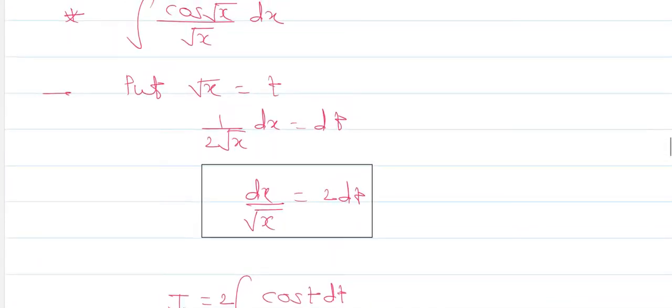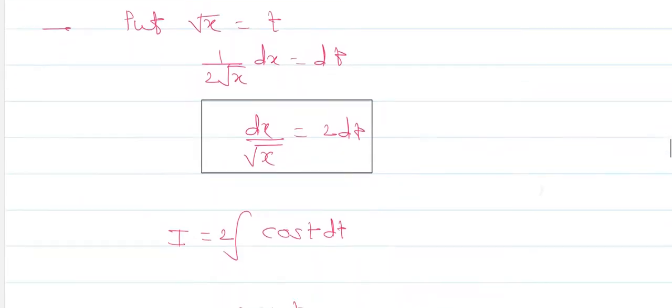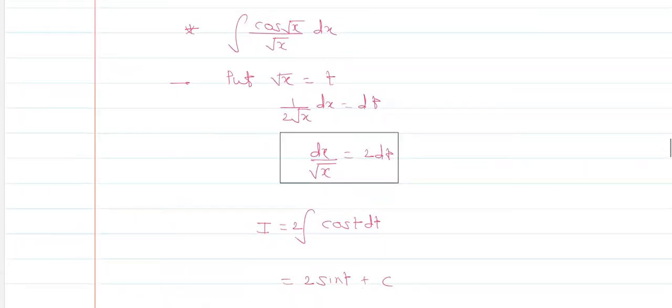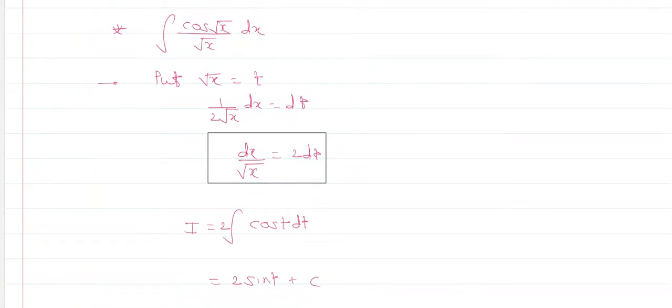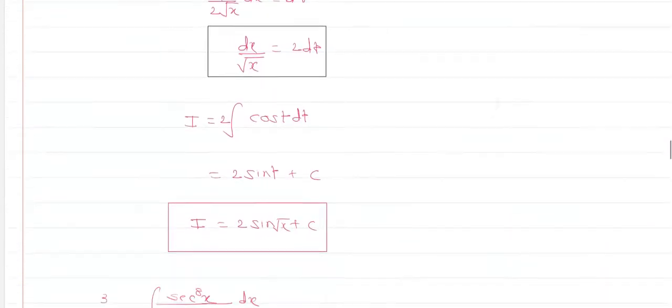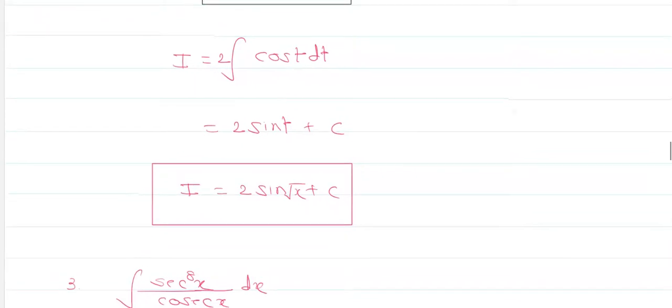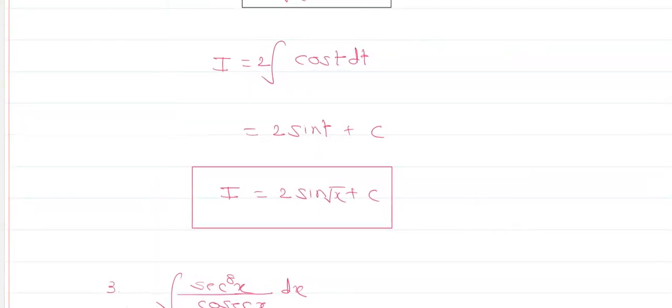And here is cos t, and so we get 2 times the integral of cos t dt. What is the integral of cos t? The integral of cos t is sin t, and this 2 stays as it is, plus c. In this way we get the answer I is equal to 2 sin of root x plus c.